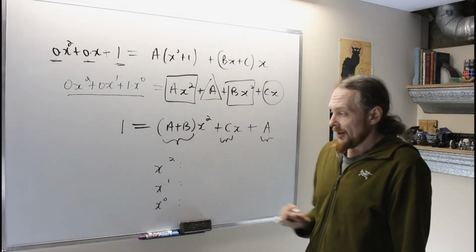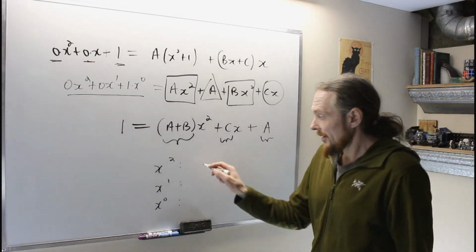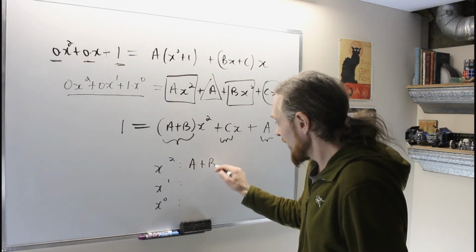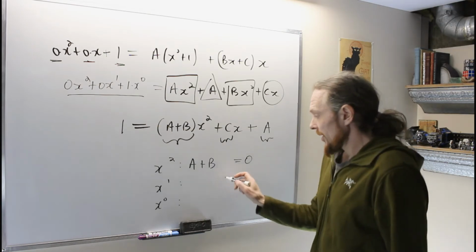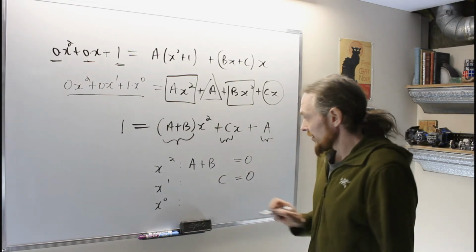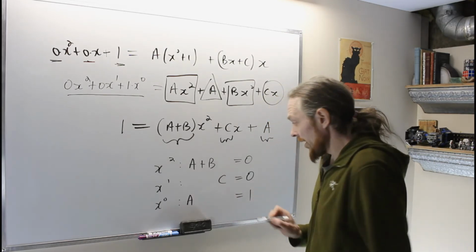Shout out, I learned that from Mark Solomonovich, and it's stuck in my brain ever since. So in the first one I get a plus b has to equal 0. In the second one, I get c has to equal 0. And then the last one, I get a has to equal 1.